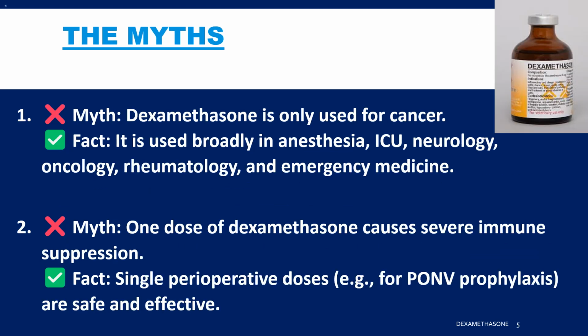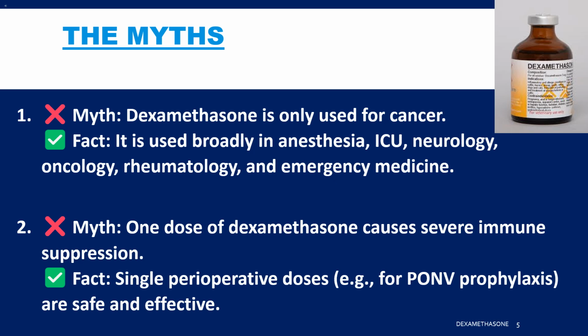Debunking myths about dexamethasone. 1. Myth: Dexamethasone is only used for cancer. Fact: Dexamethasone is used in a wide range of medical specialties, including anesthesia, ICU, neurology, oncology, rheumatology, and emergency medicine, highlighting its versatility and broad therapeutic applications.